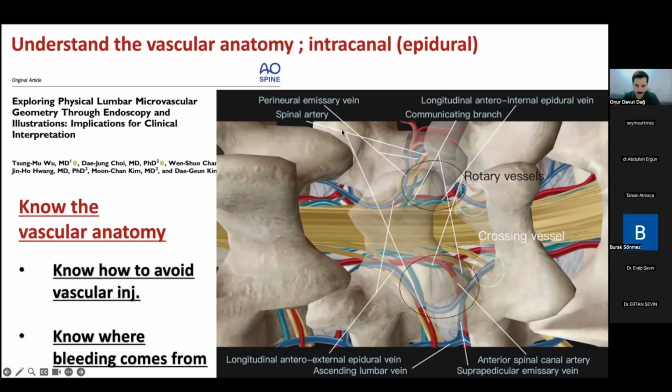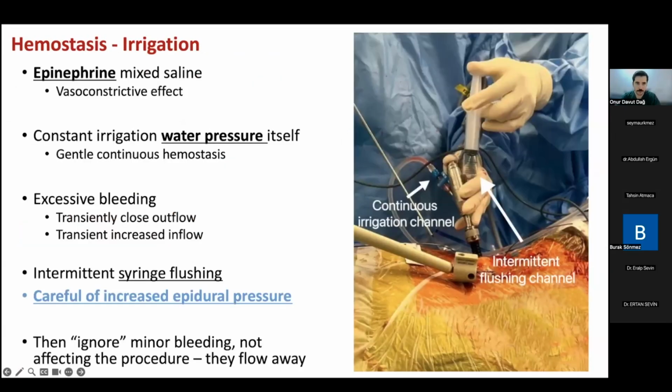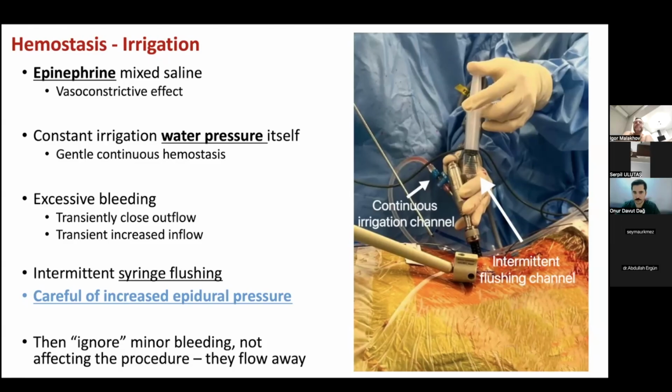Now let's have a look into the detailed techniques to do hemostasis. Typically, irrigation itself is a really good friend of ours. If you mix epinephrine in the saline, it has a vasoconstrictive effect, and it helps you control the bleeding, especially the minor bleedings. And constant irrigation with a certain amount of water pressure also gives a gentle pressure in the epidural space, which is a good way to control these minor bleedings.